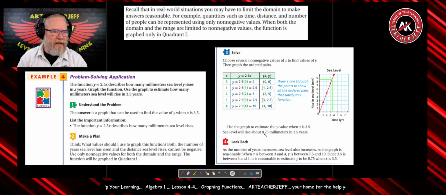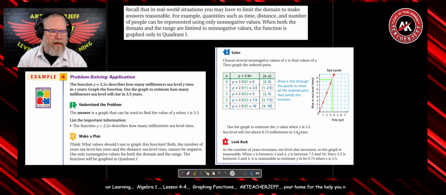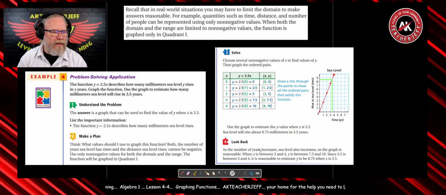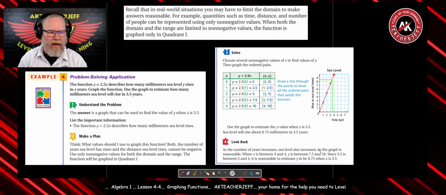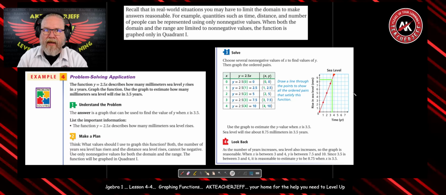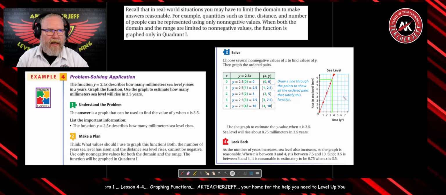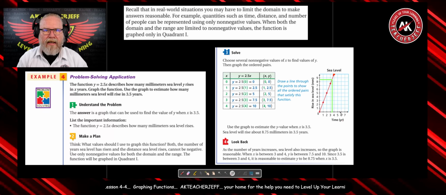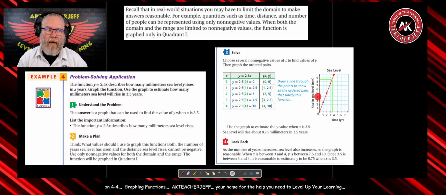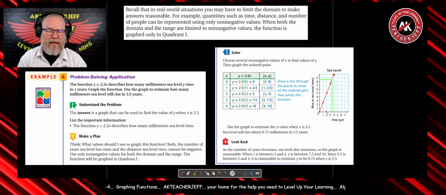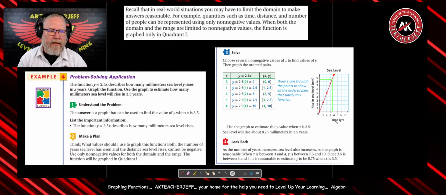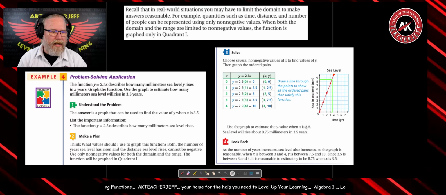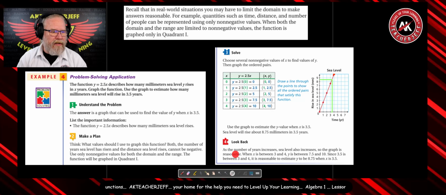So sea level rise is about 8.75 meters in 3.5 years. So looking back, as the number of years increases, the sea level also increases. That's why the graph's going up. If you see the graph's going uphill from the left to the right, we say as x increases, then y increases as well, because both numbers are increasing. So as years increase, the sea level increases. So the graph is reasonable.